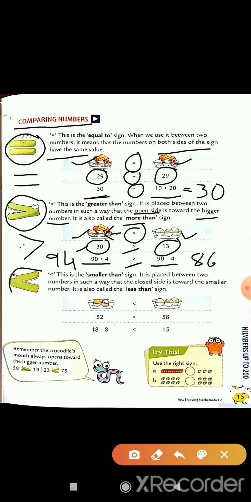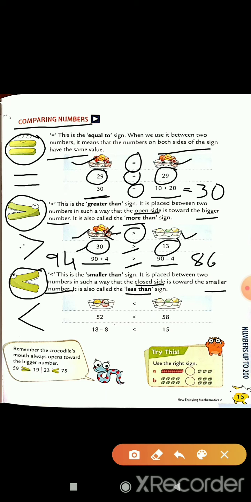Next sign is the smaller than sign. This is the smaller than sign. It is placed between two numbers in such a way that the closed side is toward the smaller number. It is also called the less than sign.